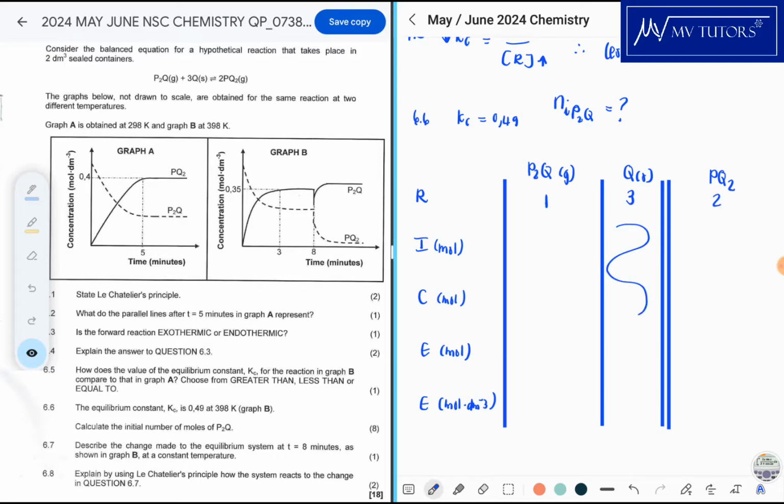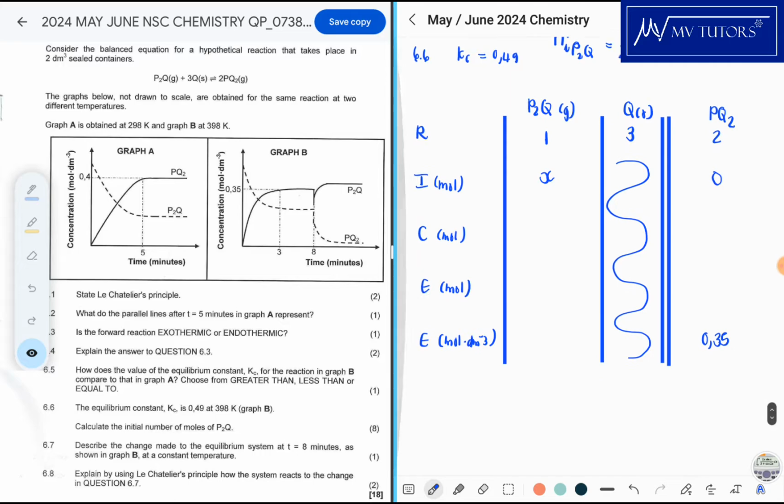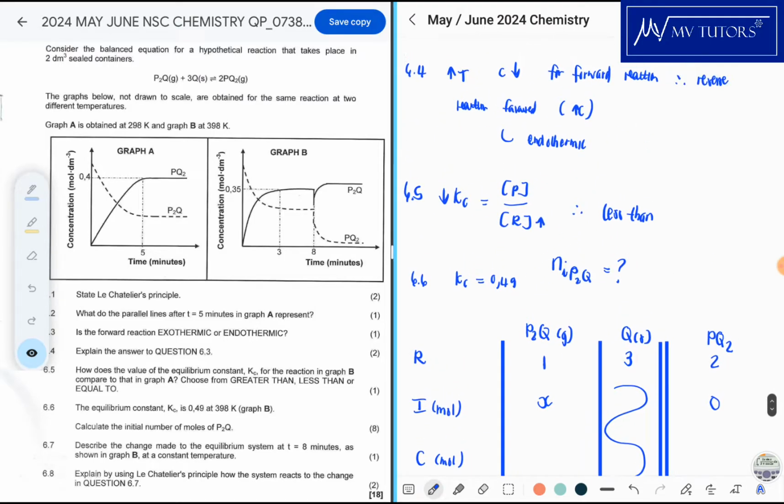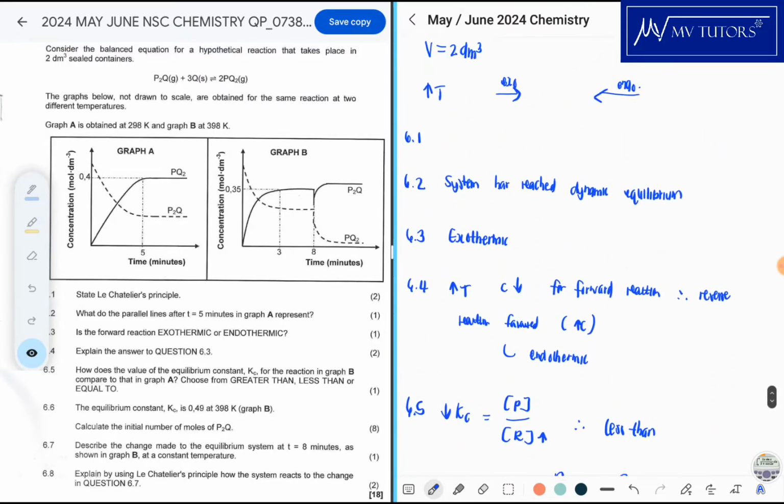Actually, we're going to leave this out. It doesn't play a factor in anything. Initial number of moles: we know that our product started off as 0. Our initial number of moles for the reactant is what we're looking for, so I'm just going to call that X. And then what do we know? Looking at graph B, at equilibrium we have 0.35. If I want the number of moles, remember concentration is number of moles over volume, therefore number of moles is concentration times volume. Our concentration is 0.35, and our volume, remember we noted it as 2 cubic decimeters at the beginning.